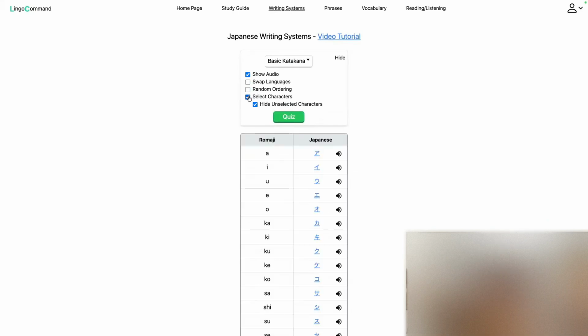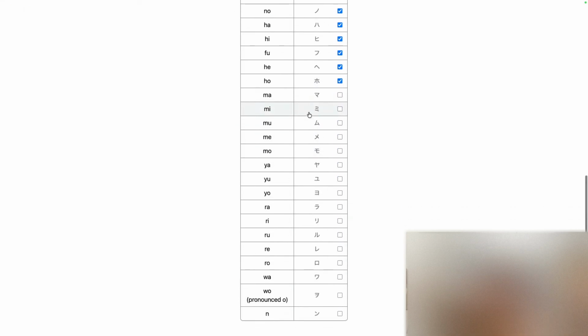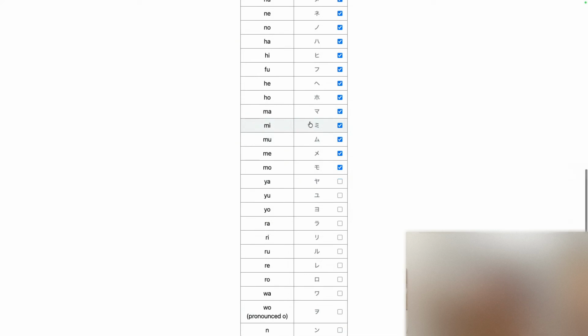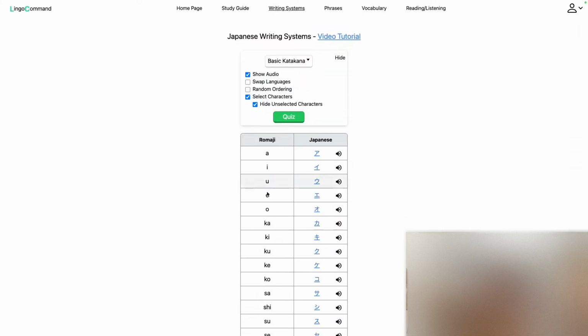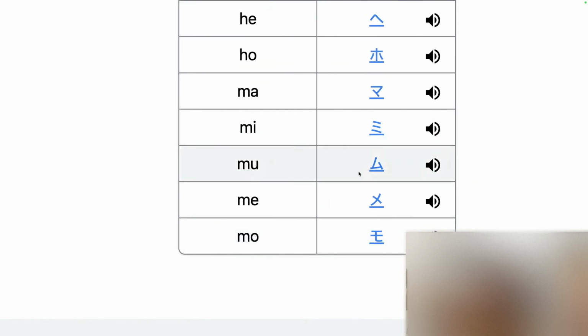So we're gonna unapply random ordering, remove that. We're gonna see the ones that we selected. Now we only have 16 left to go, right? So at this point, if I include these, we'll be at 35. So let's hide the unselected characters. Let's go to the bottom. Then we're gonna do ma mi mu me mo, right?